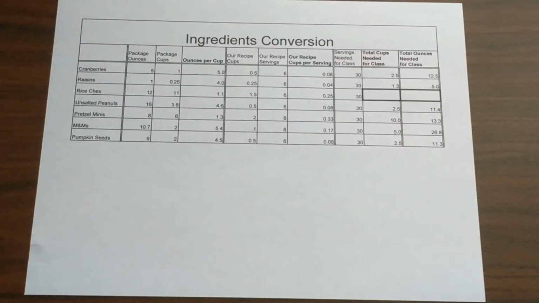I'll start by going over some of the data that we've collected already and some of the calculations that we've made, just to refresh your memory. So if you look at our ingredients conversion chart, remember that we want to end up with the total number of ounces of each ingredient that we need so that we can buy that at the store before we put our recipe together. So let's see what we've done already.